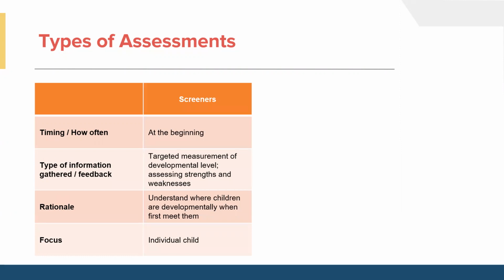Whenever we think about screeners, this happens at the beginning, as a child enters your program, your classroom, or a new grade level or program level. For the type of information gathered, we're taking a targeted measurement of a developmental level to assess strengths and weaknesses. Our rationale is to understand where children are developmentally when we first meet them. These are not deep measures. They're surface checks to flag a child who may need additional supports or may need evaluation to consider the need for additional supports.